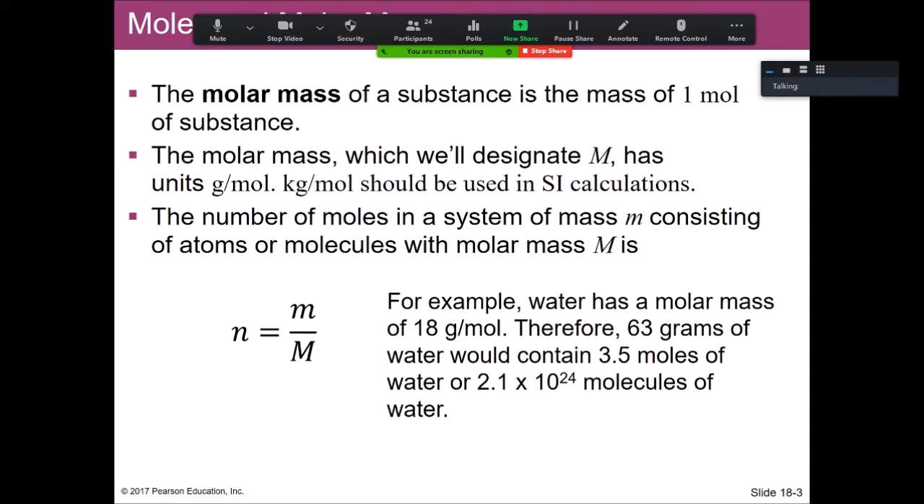Okay. Now, the number of moles in a substance can be determined by the amount of mass, which is just lowercase m, divided by molar mass. Again, the grams per mole, and that would tell you how many moles.